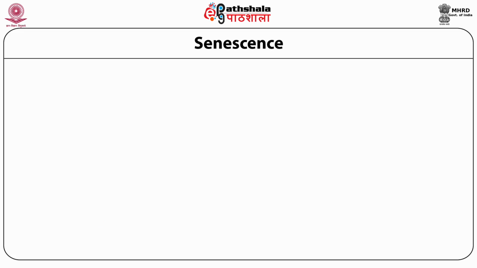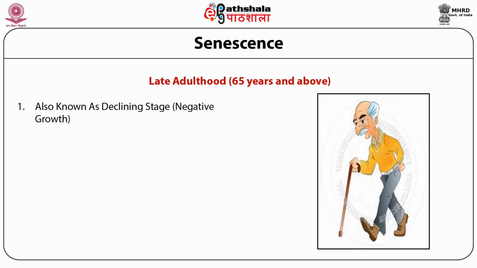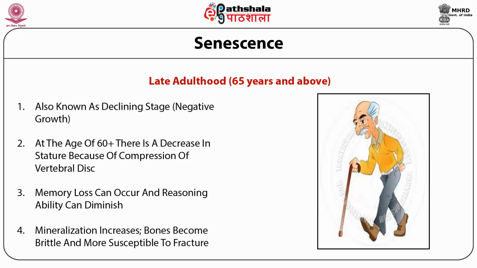The senescence phase of the human life cycle, which can also be called late adulthood, is generally marked by individuals who are 65 years and above. This phase is also known as the declining phase or the phase of negative growth. At the age of 60 years, there is a decline in stature because of the compression of the vertebral discs of the vertebral column. Memory loss can occur and reasoning ability may diminish. During this phase, the mineralization of the bones increases and thereby bones may become brittle and more susceptible to fracture.